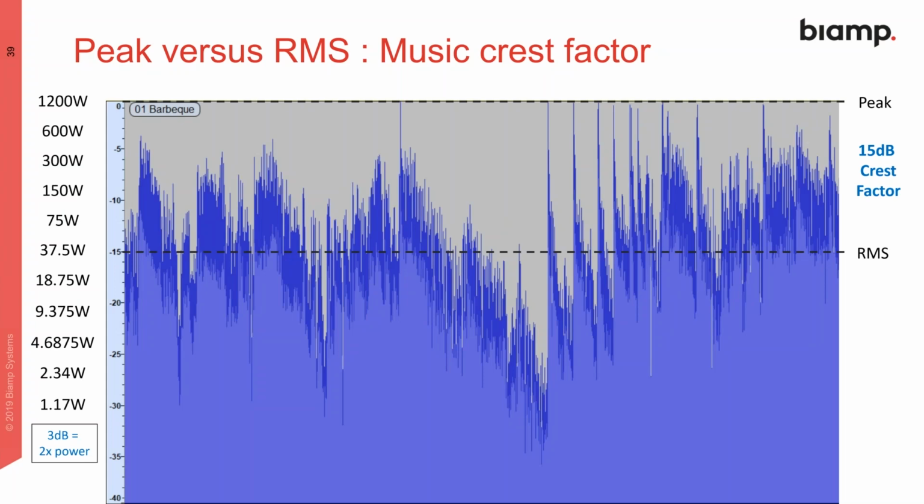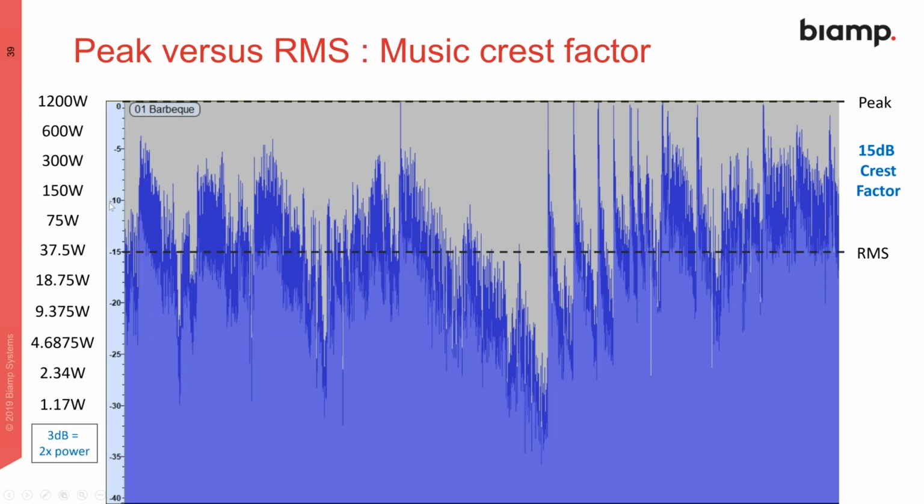And then finally, we'll look at the 3 dB changes here. So 1200 watts, 3 dB down, we're at 600 watts. Another 3 dB down, -6, we only need 300 watts. 3 dB down to -9 is 150 watts. Another 3 dB down to -12, we're at 75 watts. Another 3 dB down to -15, and we're drawing 37.5 watts RMS.